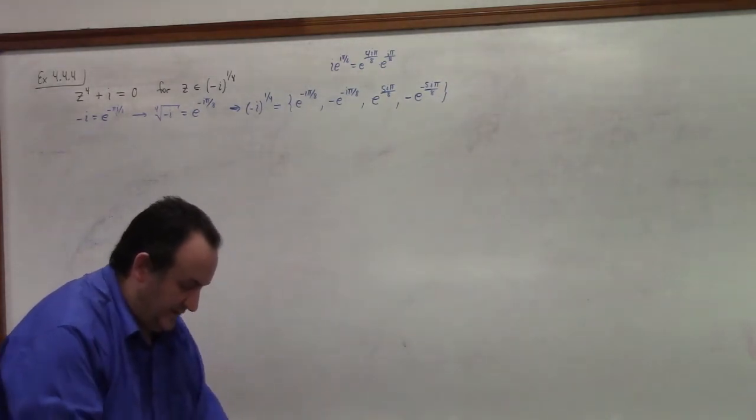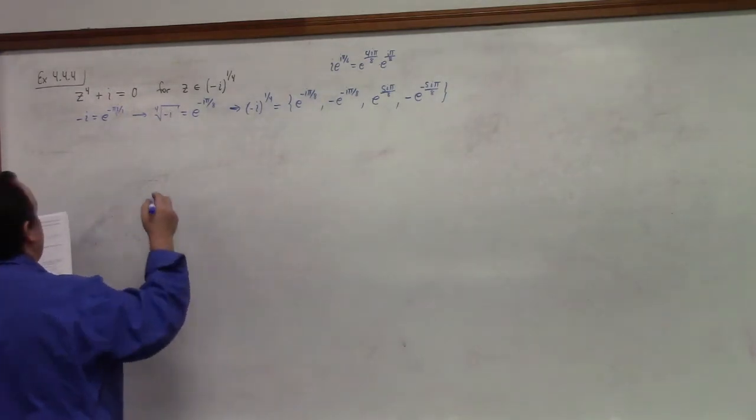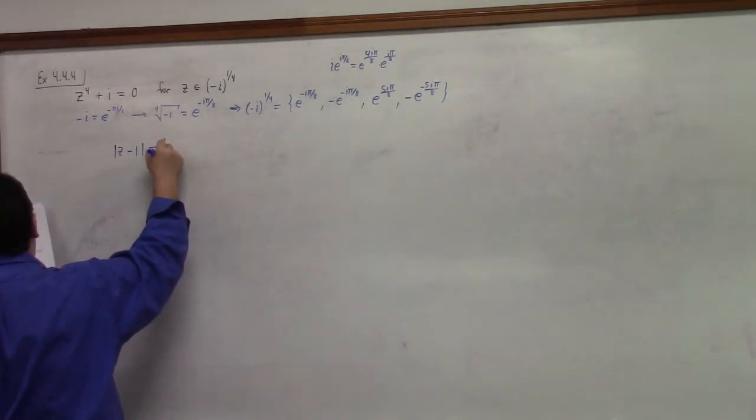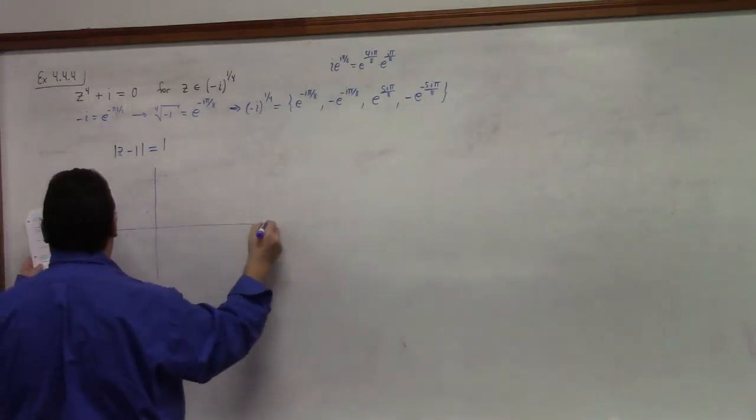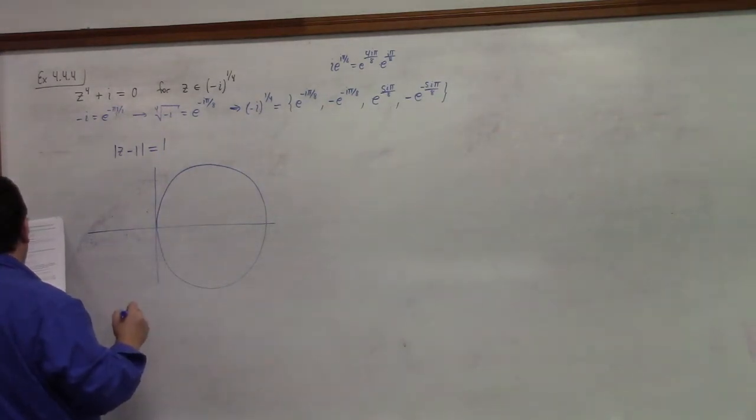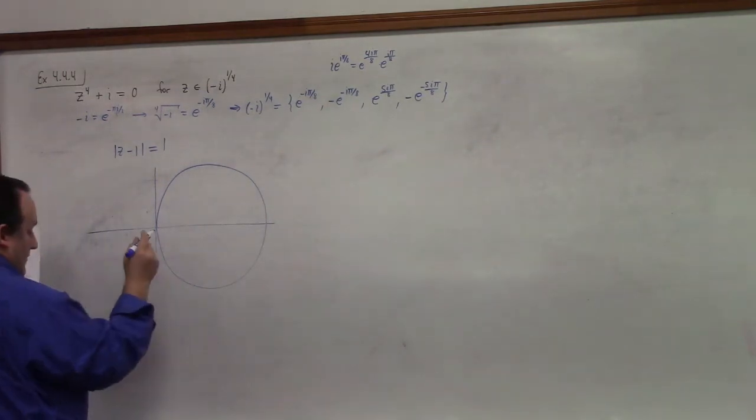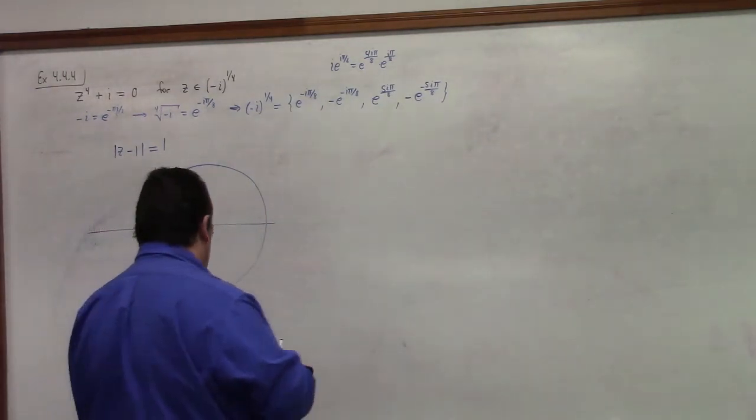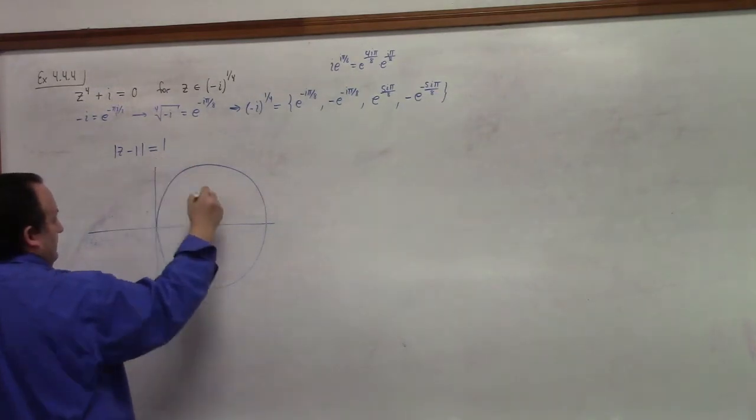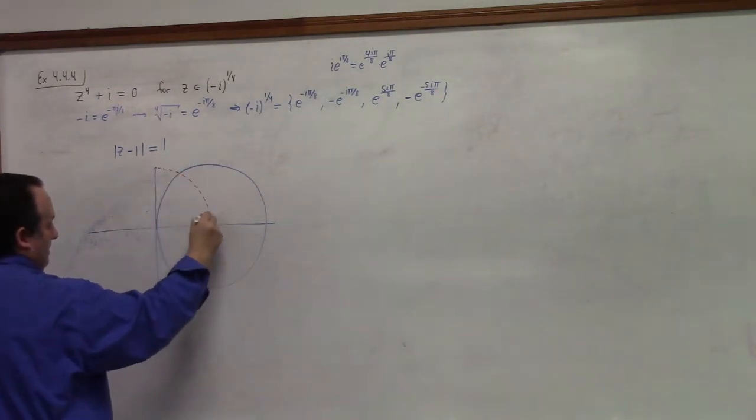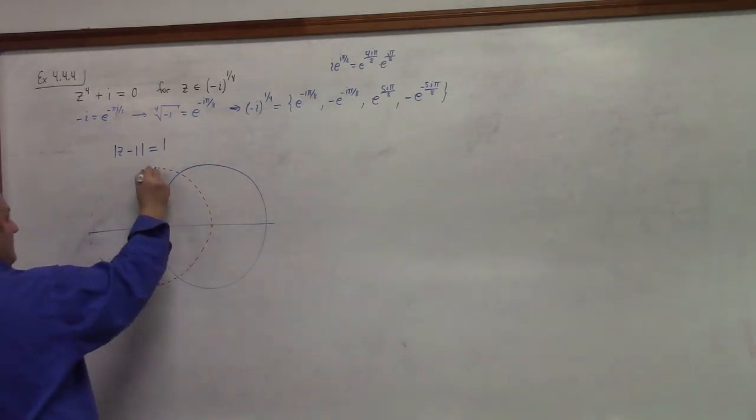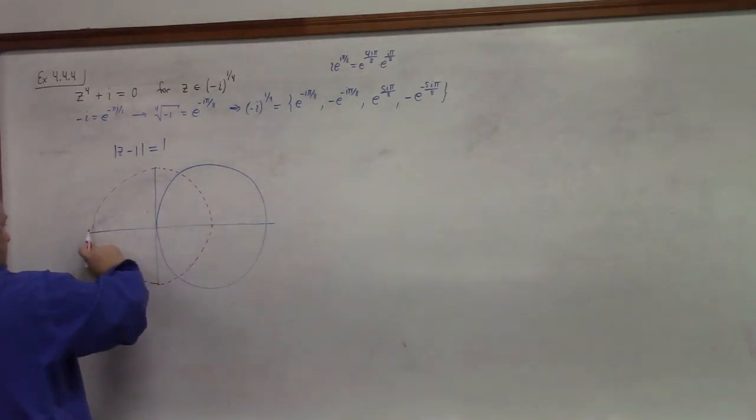And so I say, well, consider the circle modulus of z minus 1 equal to 1. Let's draw a picture here. So that's this circle, all right? And let me put the unit circle kind of around here. There's my unit circle.